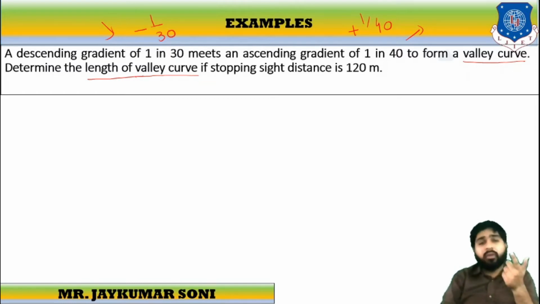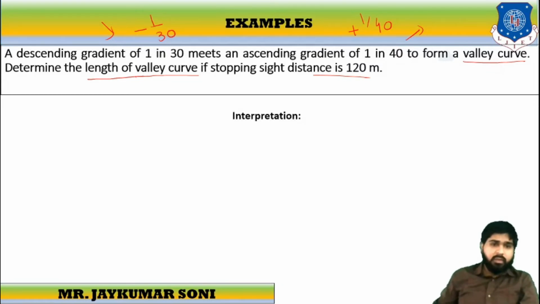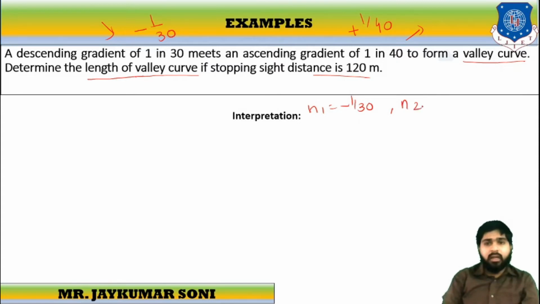Here we have to find the length of the valley curve. In the first example we found the length of the summit curve. Here we are calculating the length of the valley curve, if the SSD is 120. We have been given n1 as 1 in 30, in minus because it is in descending order, and n2 is 1 by 40. So first we will calculate the value of N, that is n1 minus n2. It will be minus 1 by 30 minus 1 by 40, and ultimately this will be 7 by 120.